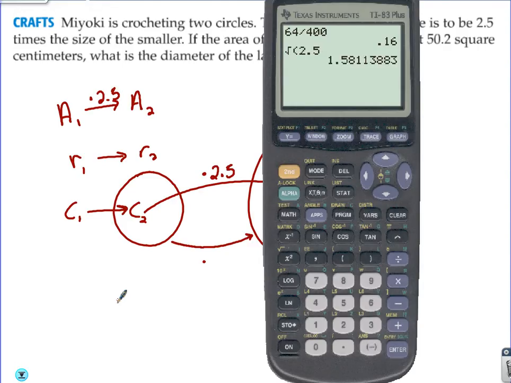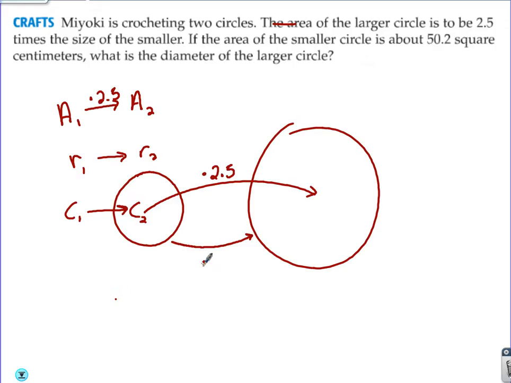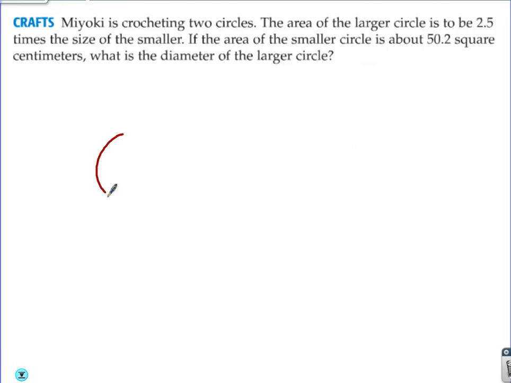So about 1.58. Your normal scale factor is 1.58, and that's what you multiply by if you go from radius to radius, diameter to diameter, or circumference to circumference. Those are linear measures. Area is not a linear measurement. The area of the smaller circle is about 50.2 centimeters. So I've got all that information on here. Let's erase that and start over.